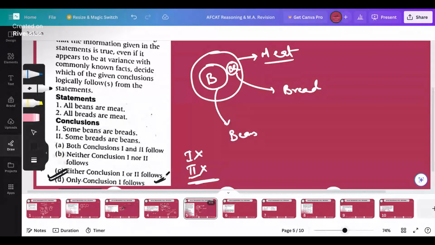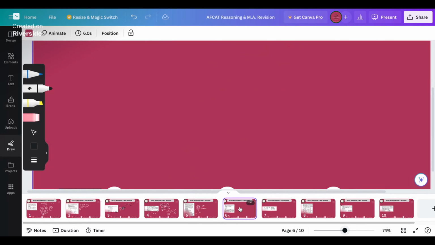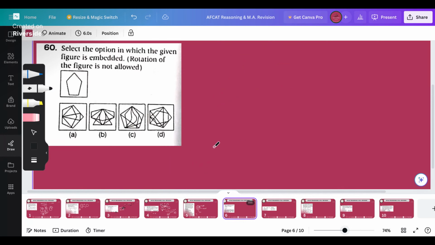So yeah, B, neither conclusion 1 nor conclusion 2 follows. Right, ladies and gentlemen, this is the answer we'll be going ahead with. You have to find one anomaly. That's it. The whole statement gets chucked out. That's how it is. Okay, let's move on to the next question.